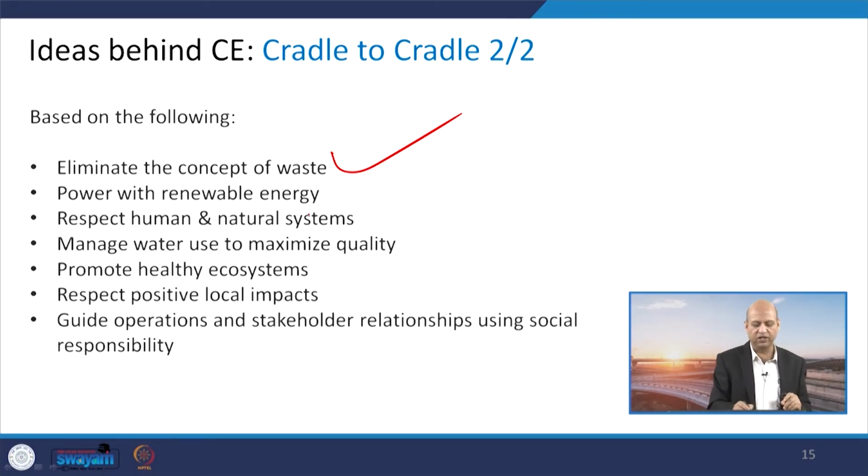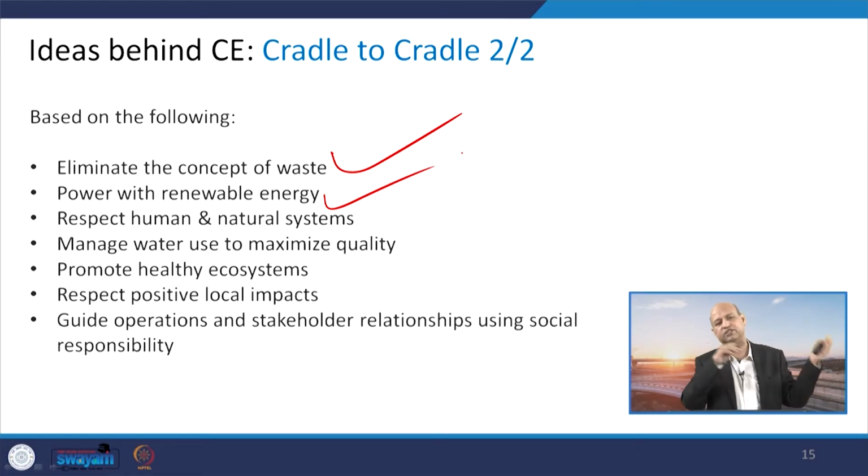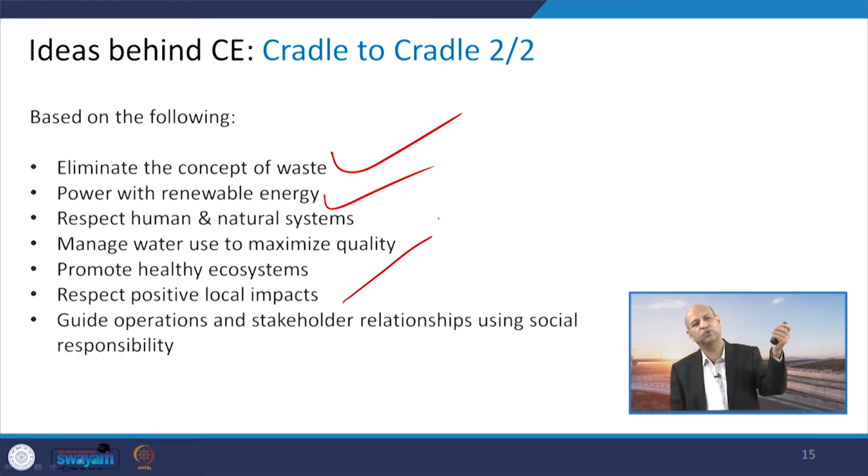Power with renewable energy. Okay. So, energy resources, if we are getting them from fossil fuels, if we can shift towards renewable energy, then it is boosting the circular economy, because natural resources like wind or solar are cyclic in nature. Then you can manage water and its quality, a healthy ecosystem, positive local impacts, and guide the operations and stakeholder relationships as a social responsibility. It is not that I just sold one product and I forgot it. No, the responsibility goes beyond that. Okay. And we take care of everything.